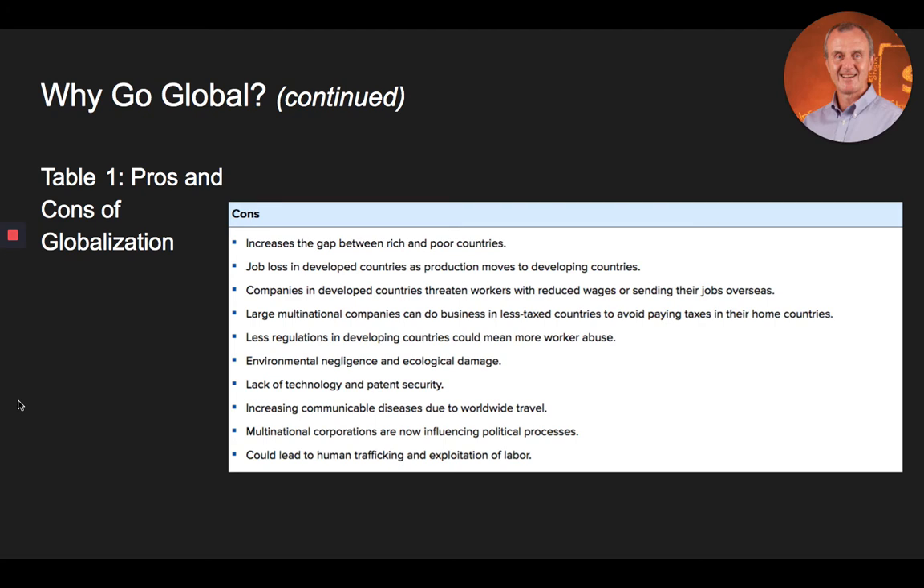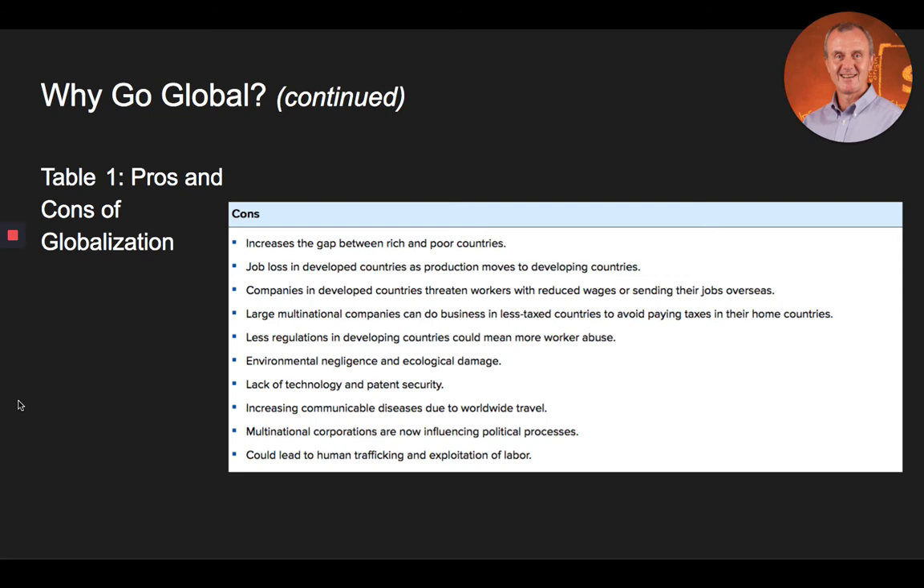Now, on the flip side, we have to look at the cons of globalization. First, globalization does increase the gap between rich and poor countries, and there is job loss in developed countries as production moves to developing countries. Next, companies in developed countries threaten workers with reduced wages or send their jobs overseas. Fourth, large multinational companies can do business in less tax countries to avoid paying taxes in their home countries. There are fewer regulations in developing countries, and this could mean more worker abuse.